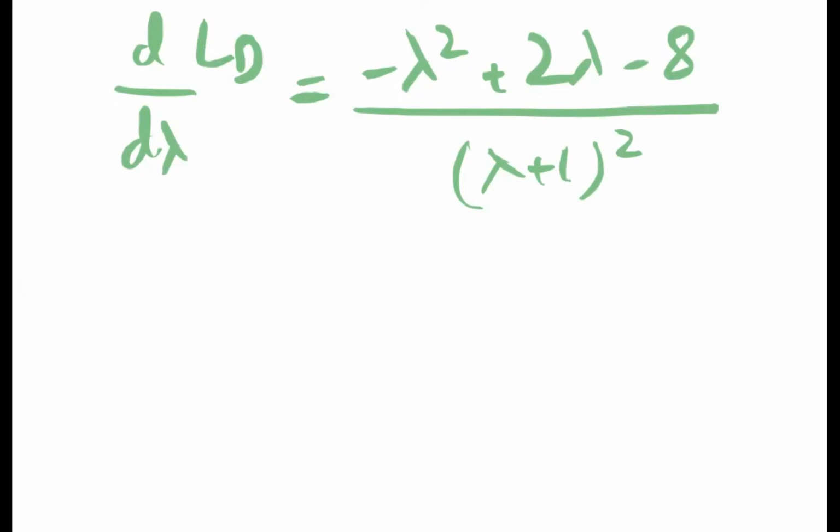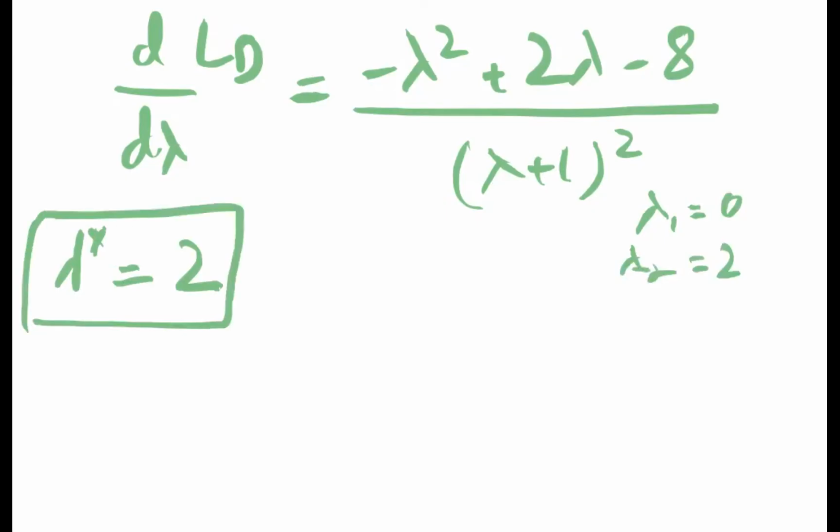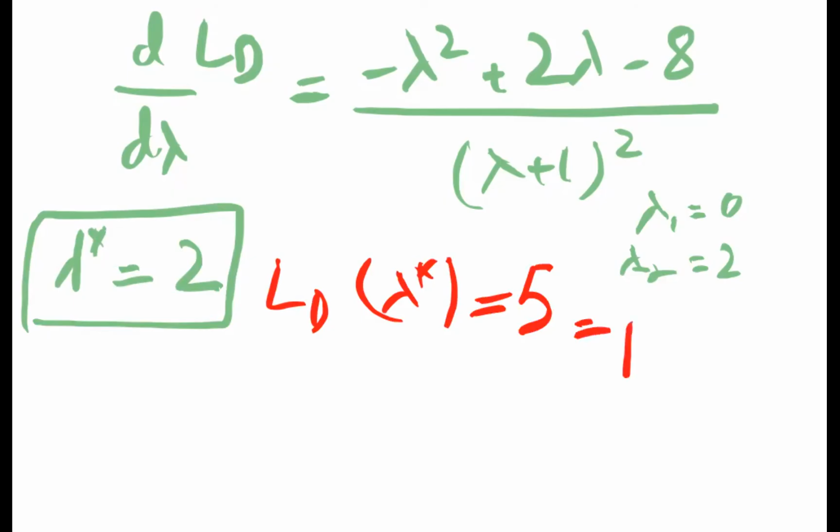When you figure it out, you would see that lambda star, the optimal solution in this case, would be 2. The possible lambdas are 0 and 2, but the optimal lambda star is 2, right? And when you put that optimal lambda into the dual function, you get the answer 5, which is the same as our primal problem. So in this case, strong duality holds.